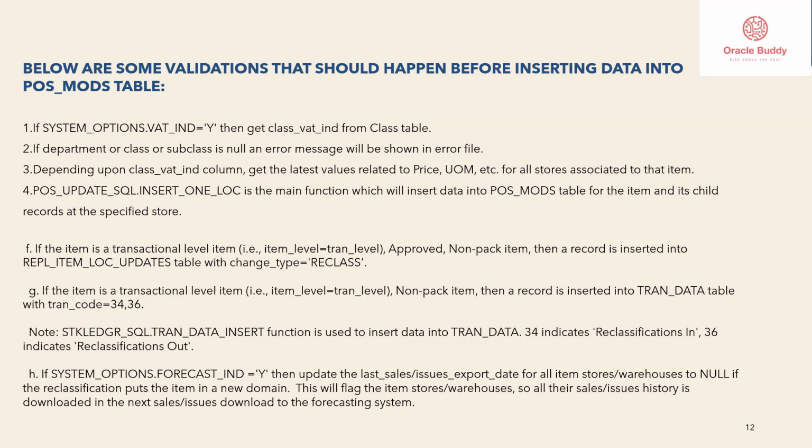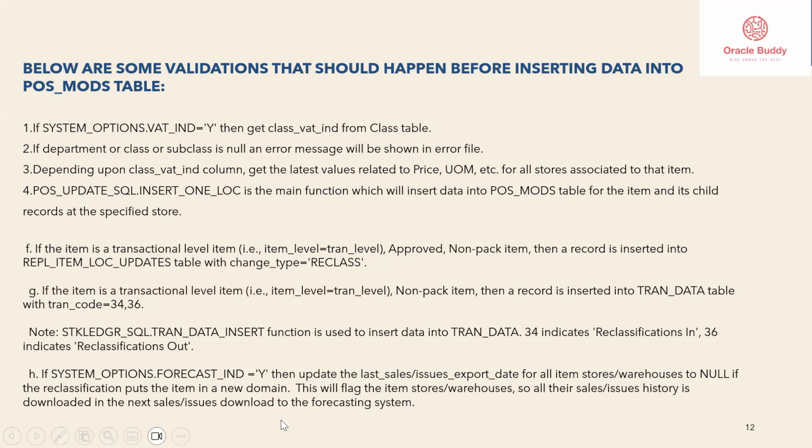If the item is a transaction level item, that is item level equals tran level, approved non-pack item, then a record is inserted into the RIB item log updates table with change type reclass. If the item is a transaction level non-pack item, then an item record is inserted into the tran data table with tran codes 34 and 36. The STOCK_LEDGER_SQL.TRAN_DATA_INSERT function is used to insert the data into tran data. 34 indicates reclassification in and 36 indicates reclassification out.